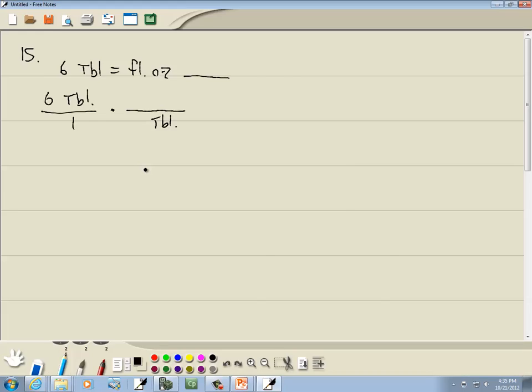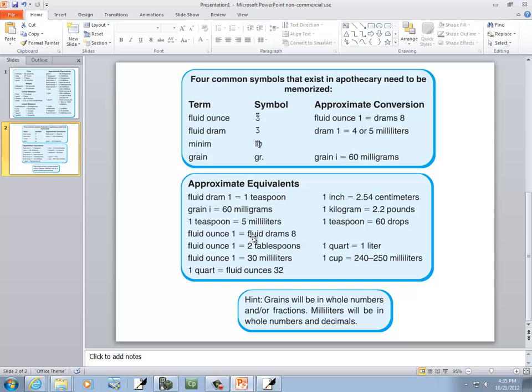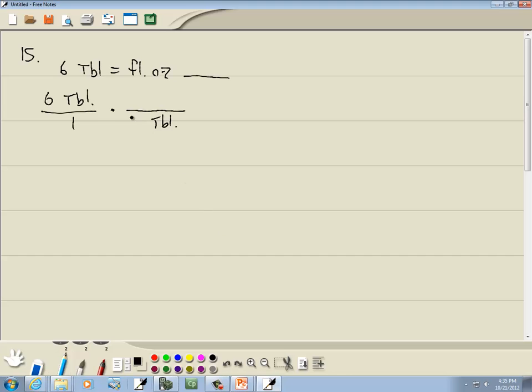And let's find some kind of tie between tablespoons and fluid ounces if we can. 1 fluid ounce is 2 tablespoons. So 1 fluid ounce is 2 tablespoons. These tablespoons cancel. 6 divided by 2 gives us 3. So we end up with 3 fluid ounces.